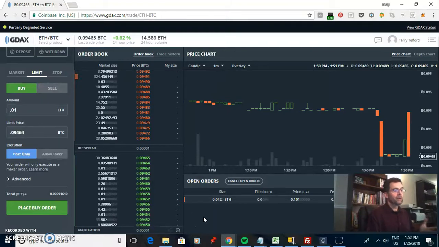Now, getting your funds into the GDAX account is done through Coinbase. With Coinbase, you just log on there. In fact, if you look up here, you can see that this is a Coinbase URL. Coinbase owns GDAX, and you deposit your money into Coinbase, and then you're able to transfer it from Coinbase into GDAX.